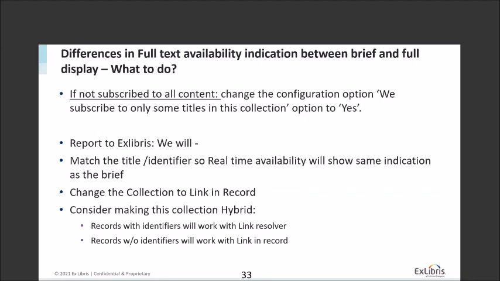So in cases like this, when we see that we have problems with non-identifier types, we will consider making it hybrid. What does it mean? Records with identifiers will work with link resolver, and records without identifiers will work with link in record. When you check the Alma collection, the descriptive field, the CDI fields, you will see that the linking method of this collection is hybrid. This means that part of the records will work as link in record and part with link resolver.